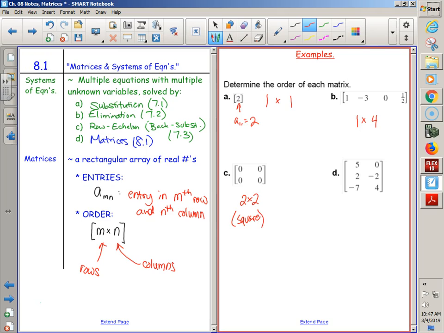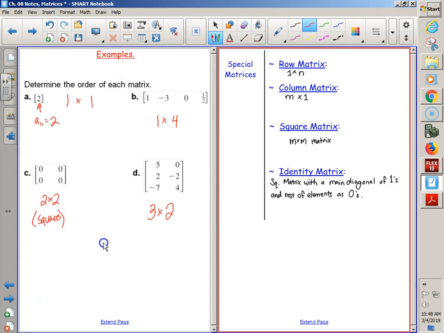And this guy would be 3 rows and 2 columns. 3 by 2. You could think of it as A11, A12, A21, A22, A31, A32. 3 rows, 2 columns. So the same way rows come first and then columns in the order, rows come first and then columns in the name of the entry. But all those had numbers in it. It wasn't that big a deal. So that's just how we talk about the size of a matrix.